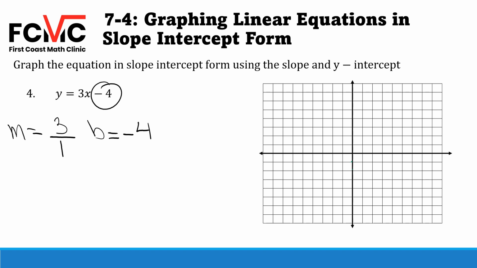1, 2, 3, 4. Now our slope, change in y, is +3. So we're going to go up 3: 1, 2, 3. We're going to go right 1, so +1. And then we're going to connect these points. And that's our graph. So that should be our graph for number 4.